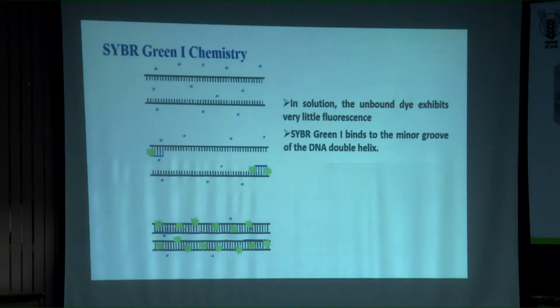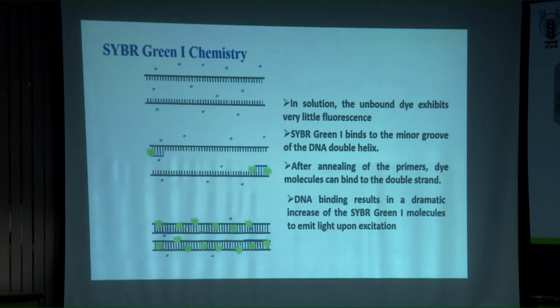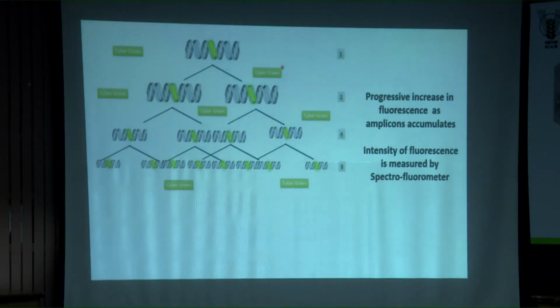Try to understand this. SYBR Green 1 binds to the minor groove of the DNA double helix. After annealing of the primer, the dye molecule can be bound to double-stranded DNA. DNA binding results in a dramatic increase in the SYBR Green 1 molecule's ability to emit light upon excitation. So after the 4th, 5th, 6th, 7th, when you reach around the 20th cycle, a substantial quantum of your amplicon is already intercalated with the fluorescent dye. That means they can give you a kind of fluorescence that can be captured by the spectrofluorometer, which is kept on the top of the machine. Right? So let us see pictorially how it happens.